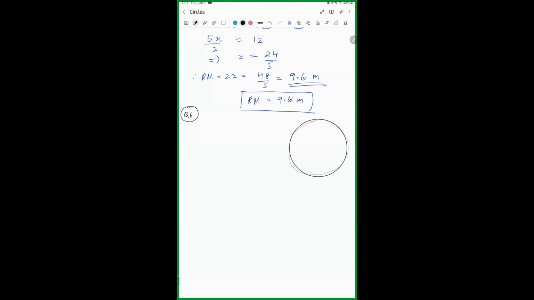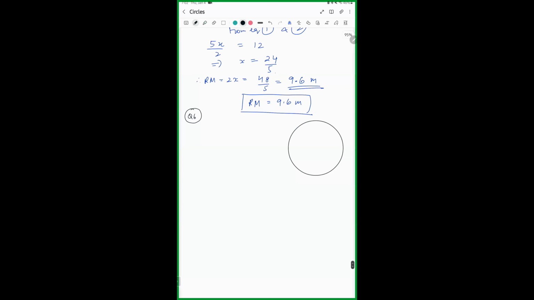A circular park of radius 20 meters is situated in a colony. Three boys, Ankur, Sayed, and David, are sitting at equal distances on its boundary, each having a toy telephone in his hands to talk to each other. Find the length of the string of each phone. Okay. So they are sitting at an equal distance on its boundary, right? So equal distance. Let's make it like this.